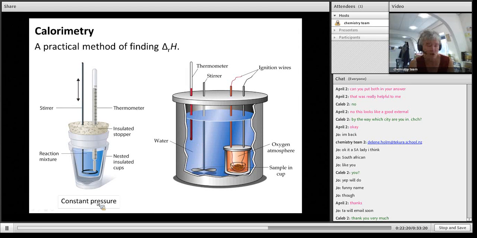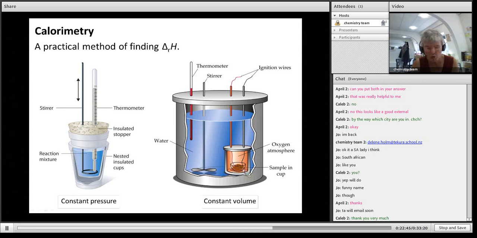calorimeter is done at constant pressure. So this is open to the atmosphere, so it'll always be atmospheric pressure. This one is in a sealed container, so the volume can't change, but the pressure can. So you tend to use a bomb calorimeter for burning things. So if you want to find the heat of combustion, you would use a bomb calorimeter.